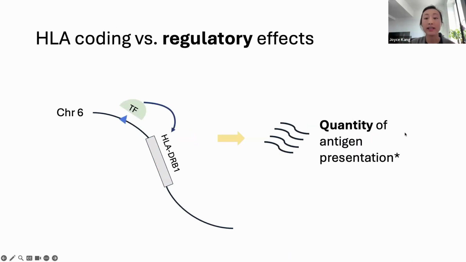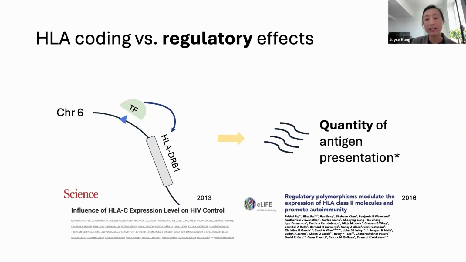A less well-studied hypothesis is that regulatory variation may play a role as well. For example, there could be regulatory variants like this blue variant here that affect things like transcription factor binding, which might affect not the quality of the HLA molecule, but rather the quantity of HLA expression and antigen presentation. There has been some prior evidence that HLA expression levels are important for disease, so we really wanted to tease apart these HLA regulatory effects.